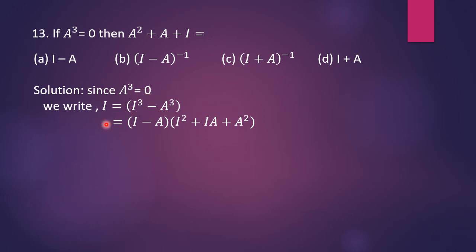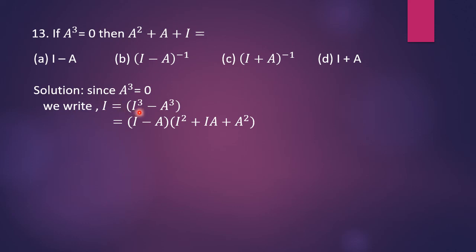So I'll write I is equal to I cube minus A cube. Same here, because A cube is 0, I cube is equal to, you know that value of I is 1, that is, if you multiply an identity matrix n times, you will get an identity matrix itself.